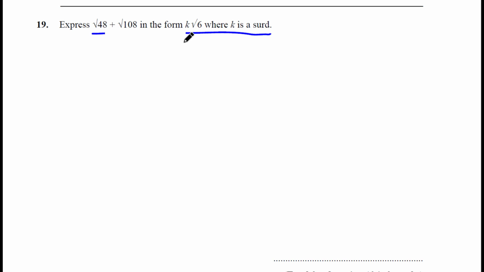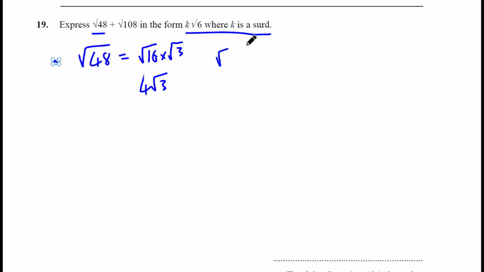Right, let's be careful there because we want to simplify this into this form, but k is a surd. So let's simplify root 48 first. So root 48, the biggest square number that goes into 48 should be 16. That's the square root of 16 times the square root of 3. That does make 48. So that becomes 4 root 3.